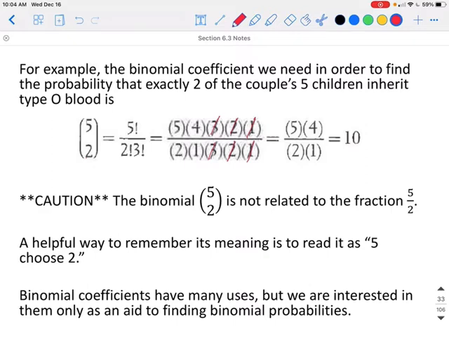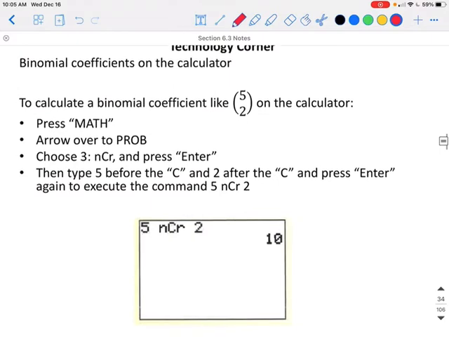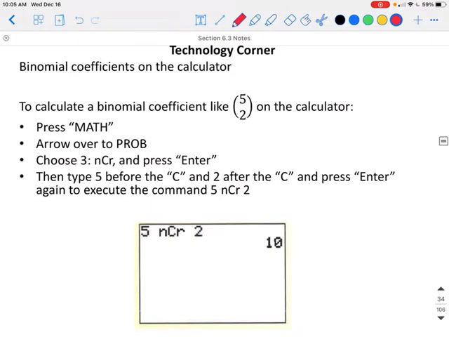Now, the binomial coefficient 5 over 2 is not related to the fraction of 5 halves. A helpful way to remember this is to read it as 5 choose 2. Binomial coefficients have many uses, but we are interested in them only as an aid to find the binomial probability right now. Now, you can find this value without having to do those factorials by hand, on your calculator.